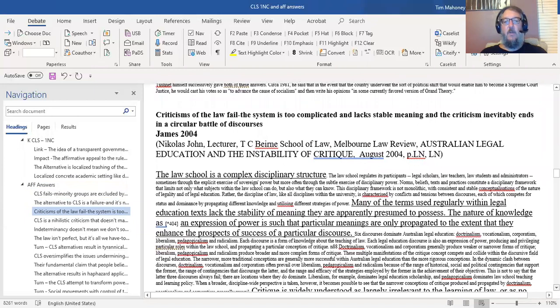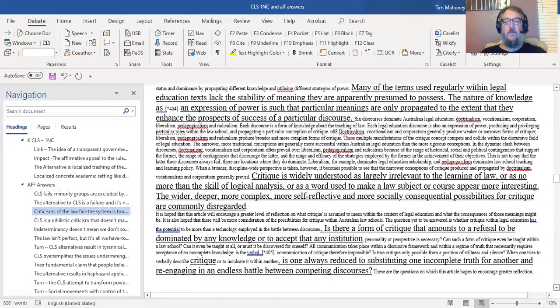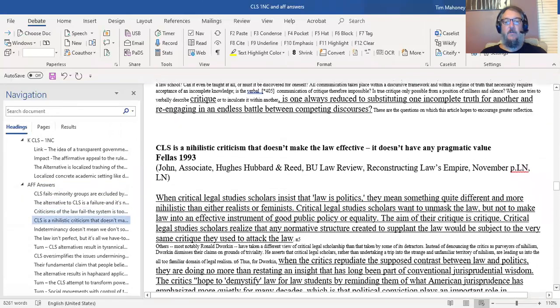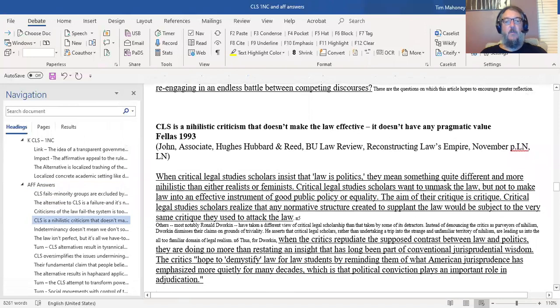This is just another argument about the lack of an appropriate alternative, given that they're just a discourse-based argument. And if you don't change the discourses, then you're unable to actually change the way the system works. This is the argument we talked about before about CLS not having pragmatic value.